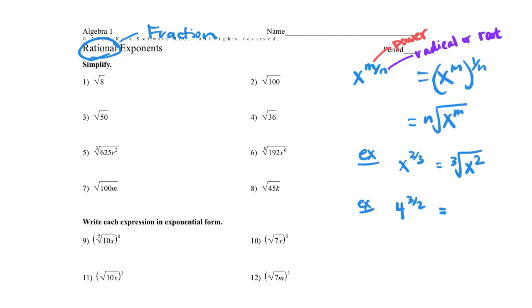Taking a look at this second one, it is going to be 4 to the 3rd power, and then that is square rooted. 4 to the 3rd power is the same thing as 64, and that's being square rooted. The square root of 64 is 8, so it can help us simplify to be able to break this down. Let's take a look at this first simplify section.